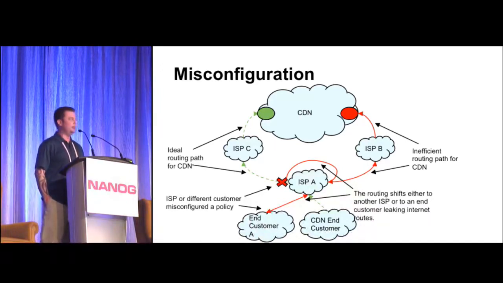Misconfigurations, thankfully, are very brief in duration, but anytime something like this occurs that creates essentially a de facto traffic engineering shift, this impacts CDNs and our ability to deliver the application.